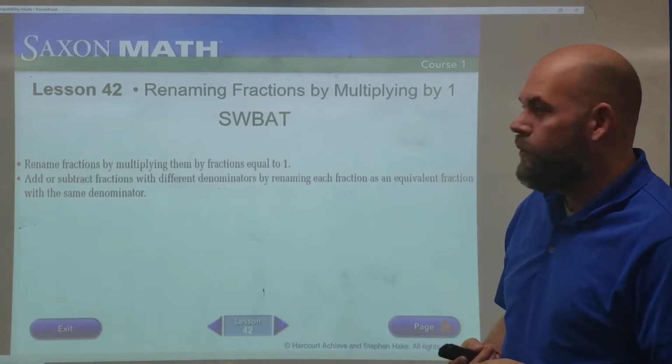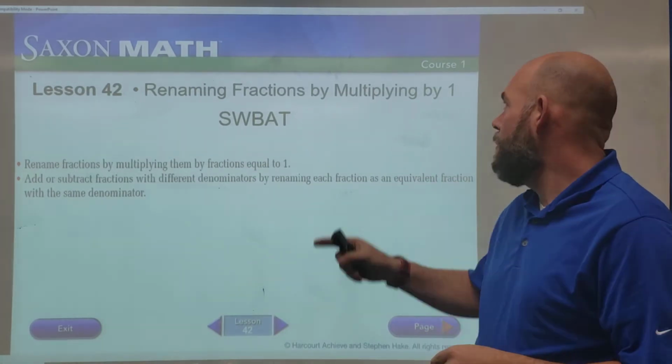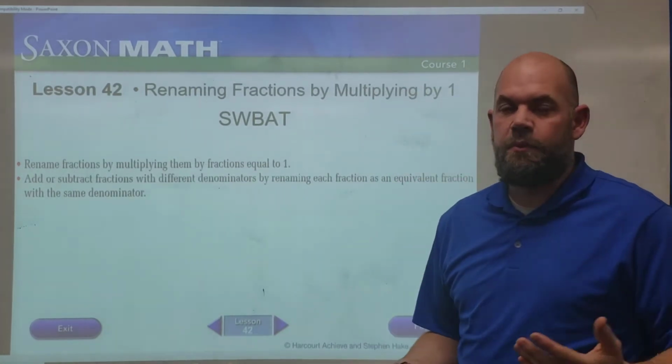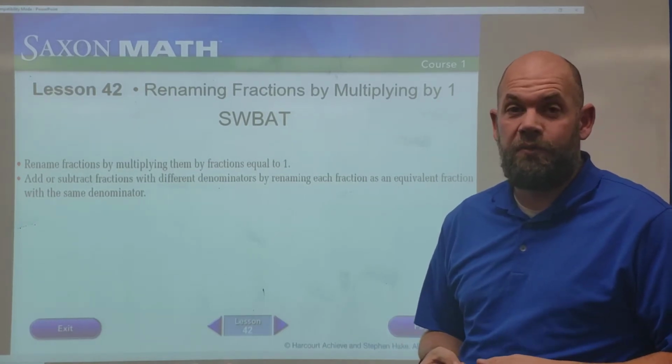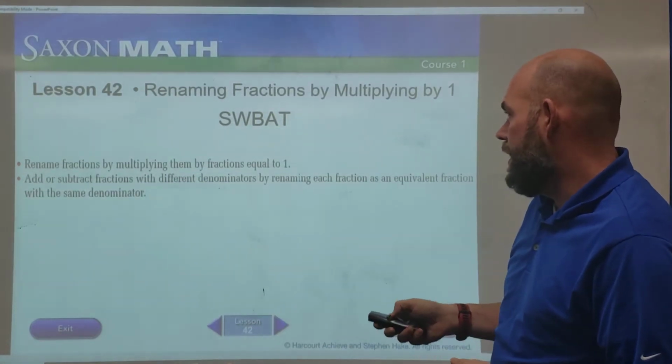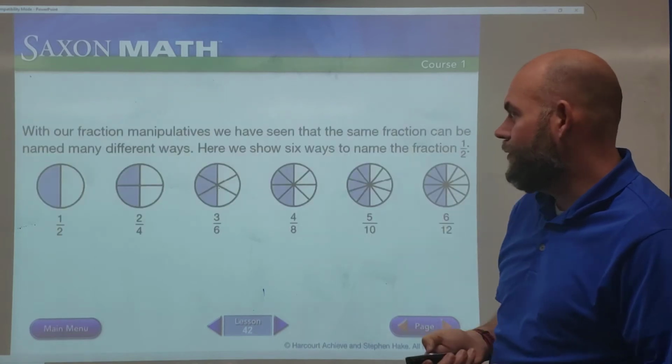Today we're going to be looking at renaming fractions by multiplying by 1. That's just a different way of saying we're going to create equivalent fractions. Alright, so let's get into that.